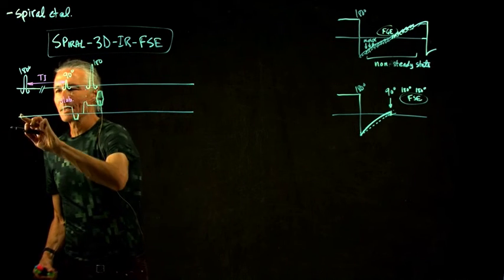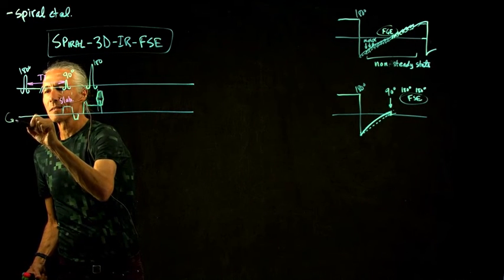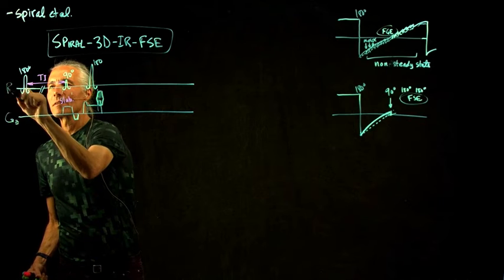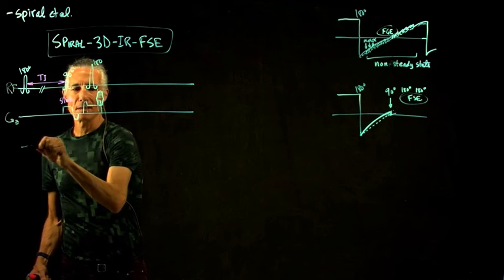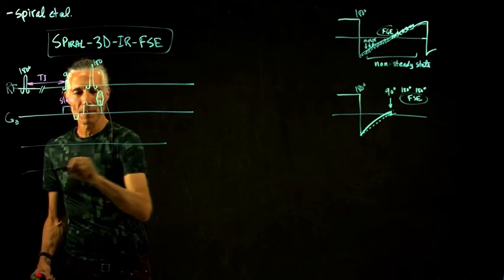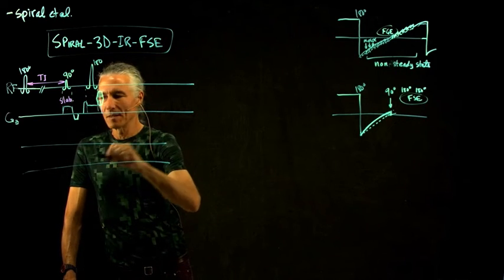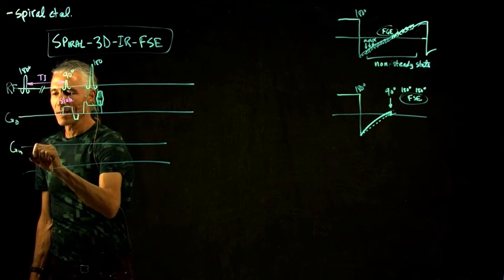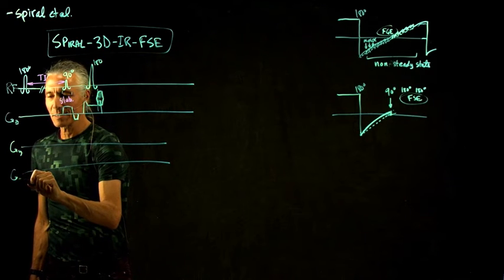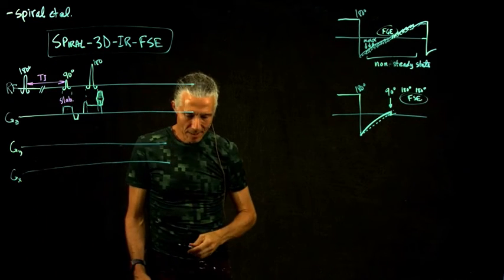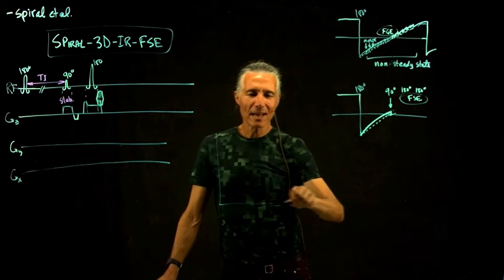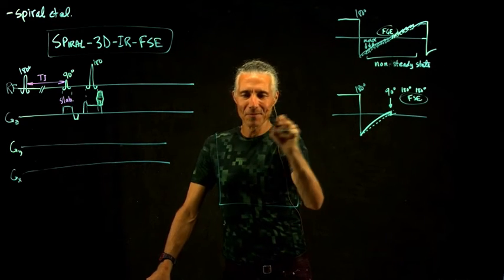And then this is the gradient channel, and this is RF. Okay, so now we've got to do our spiral. The spiral will be on the y and the x gradient. What this is, is a stack of spirals. So what does that mean?